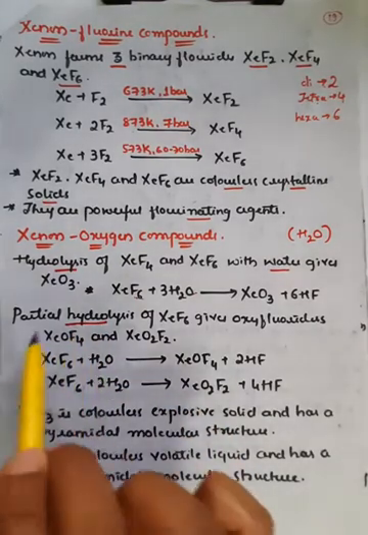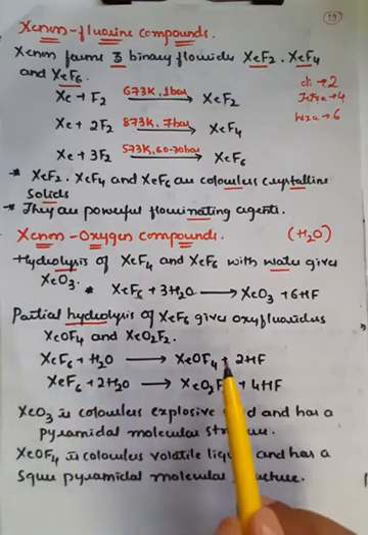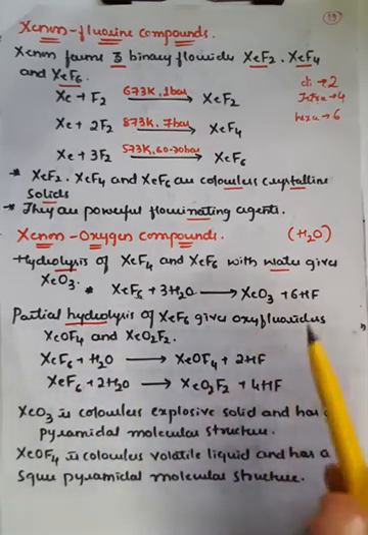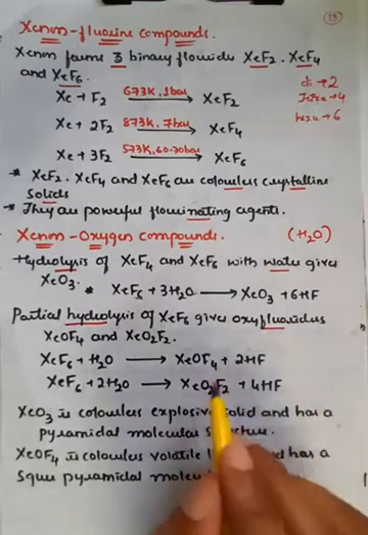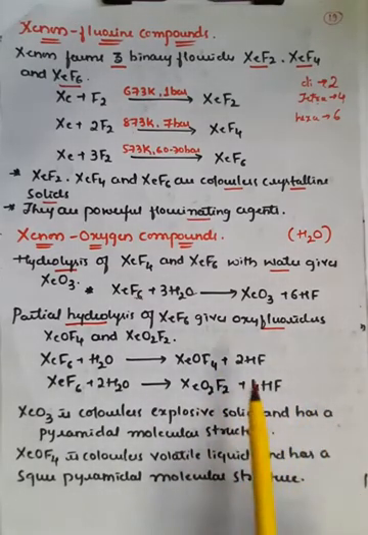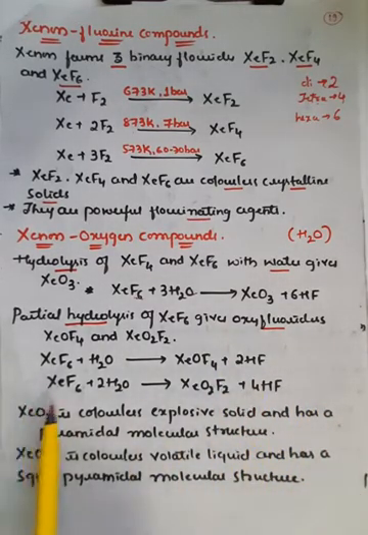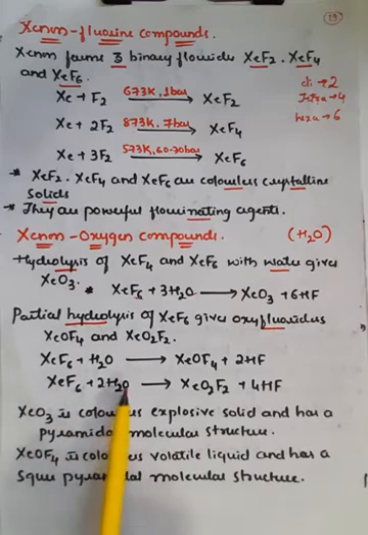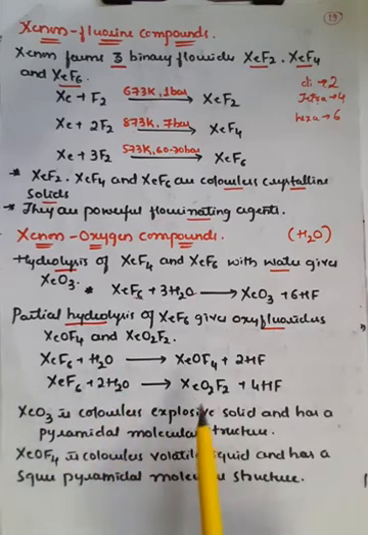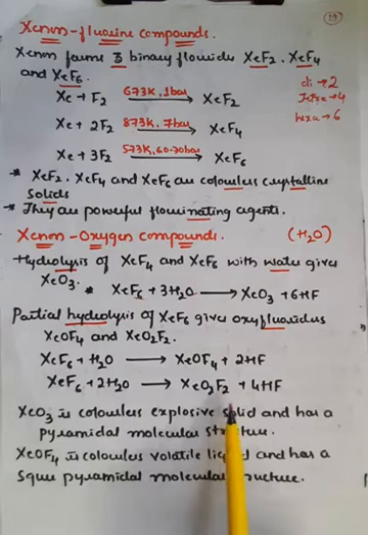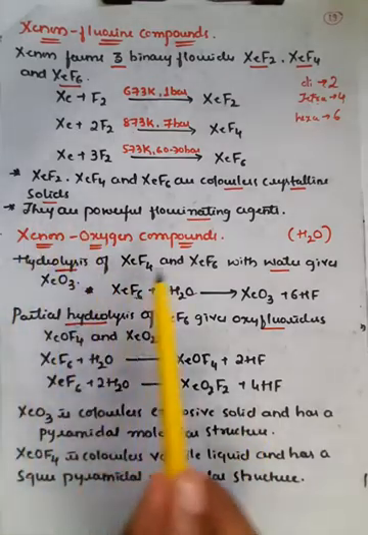So due to partial hydrolysis, what happens? It will convert into xenon oxyfluorides along with the liberation of hydrogen fluoride. Similarly, xenon hexafluoride, when it reacts with 2 moles of H2O, can convert into XeO2F2 along with the liberation of 4HF. Right? So these are the important preparations for xenon oxygen compounds.